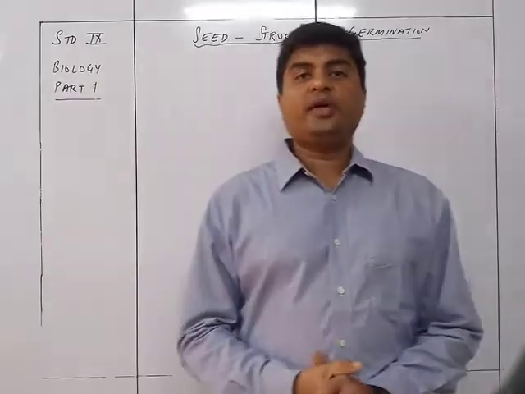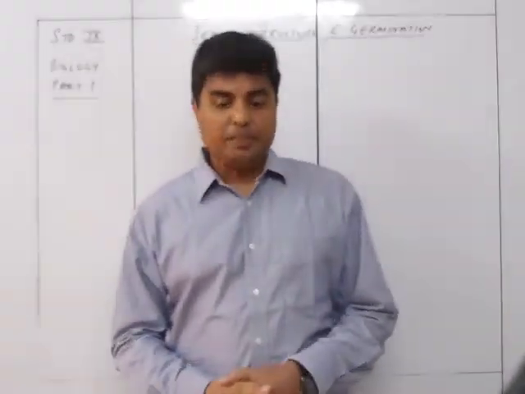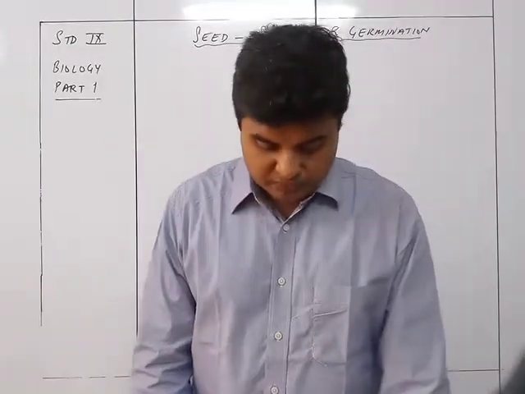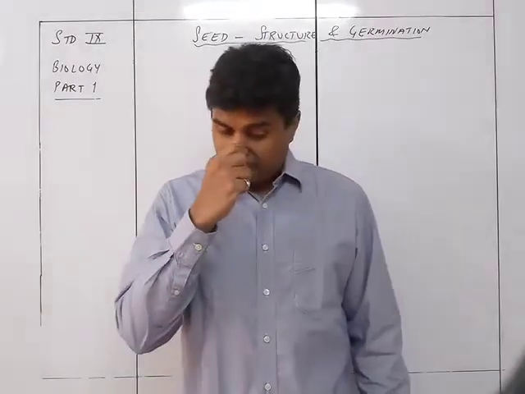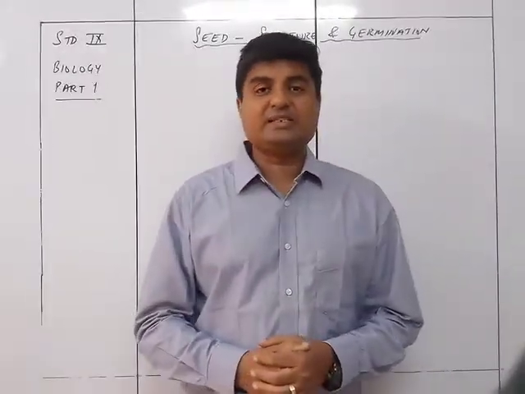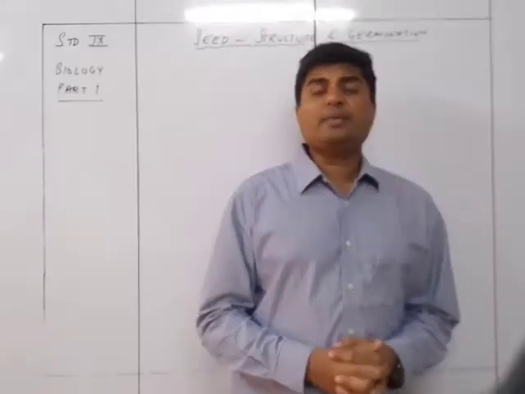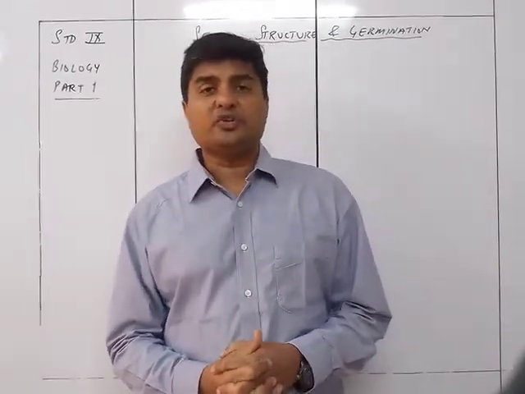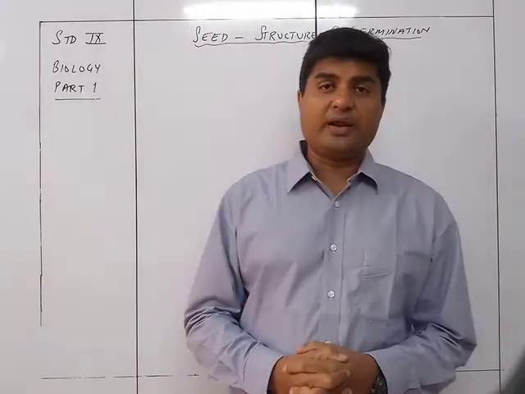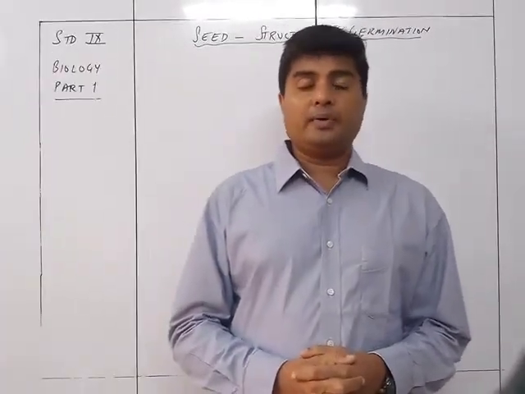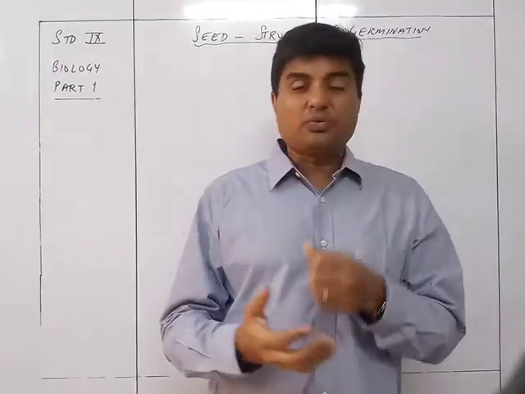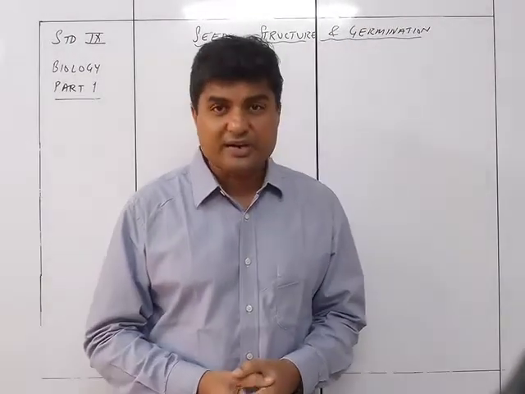Hello everybody, today we start with the next chapter in bio, that is chapter number 6 of plant physiology, that is seeds, structure and germination. In the earlier chapter we had learned about the different types of pollination and the different processes that take place during pollination and fertilization.